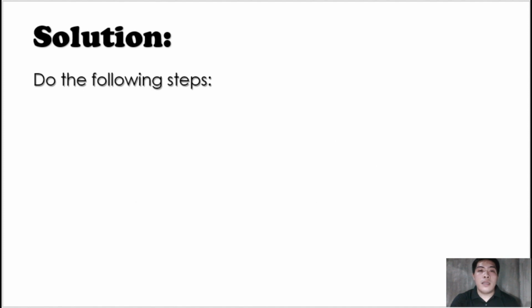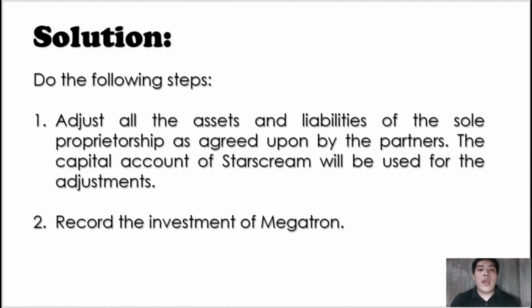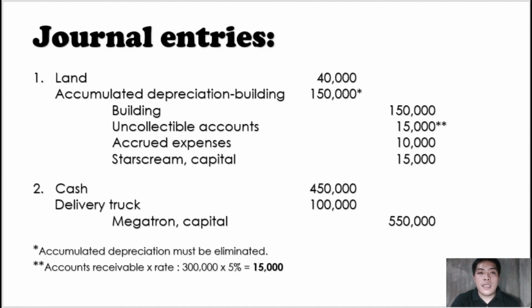So, yung solution natin dyan, adjust all the assets and liabilities of the sole proprietor, meaning ni Starscream, as agreed upon by the partners. So, the capital account of Starscream will be used for the adjustment. Okay. Parang usual naman na yung capital account ni Starscream yung mag-absorb lahat ng adjustments. Okay. Then, we have to record the investment of Megatron after adjusting all assets and liabilities ni Starscream. Okay. So, yung maging journal entries natin dyan, ganyan. We have to adjust the assets and liabilities of Starscream.